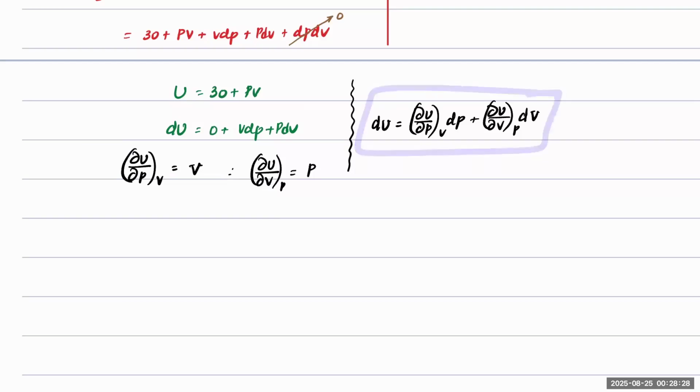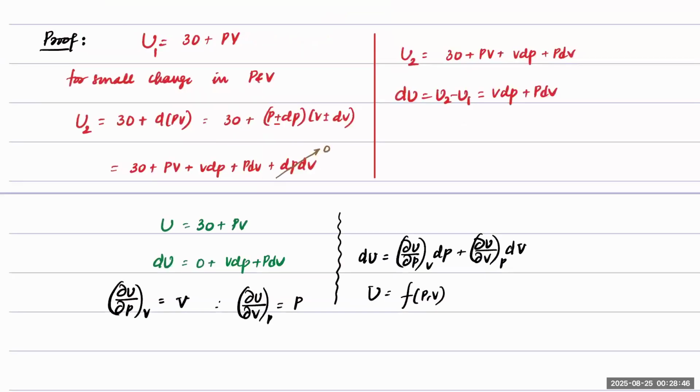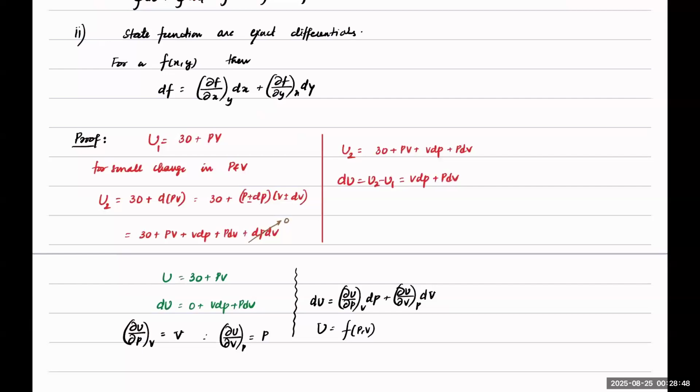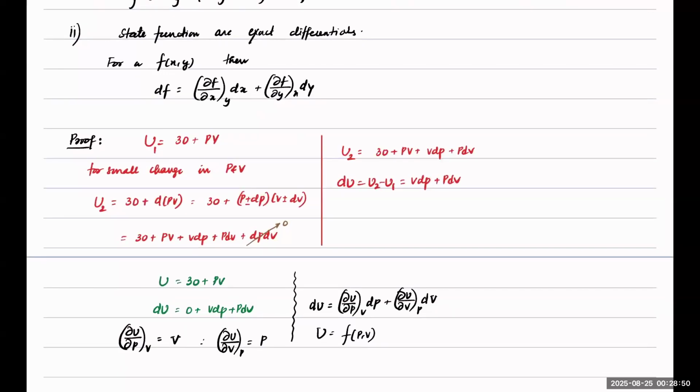Clear? So this suggests that u is a function of p and v. Okay. And if you are able to write this exact differential form, that means it is a state function. The u is a state function. Everybody, I hope all of you have followed that. Right.